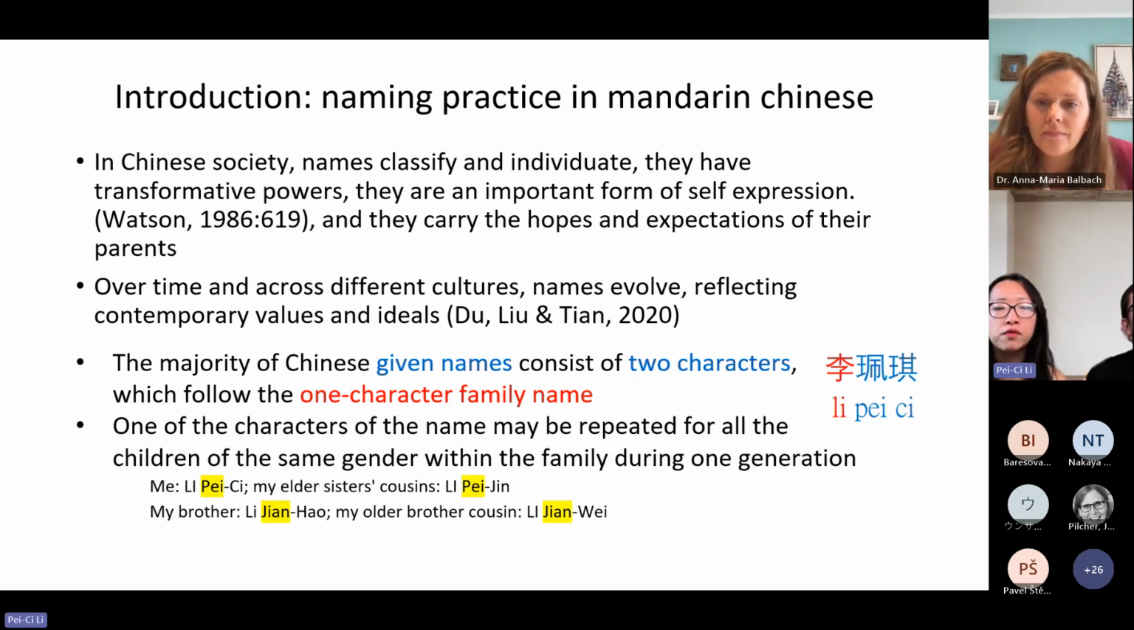In some cases, one of the characters in the given name may be shared among all the children of the same gender within a family generation. Take again my name, for example. The first character of my given name, Pei, is derived from the first character in the given names of my 2 elder sisters' cousins. And similarly, my brother's first character is Jian, which is taken from the first character of my elder brother cousin's given name. So this practice helps establish a hierarchy and gender relations within the family during one generation.